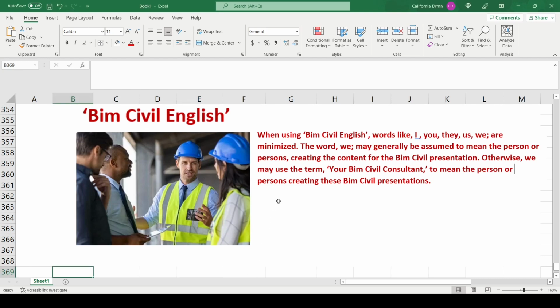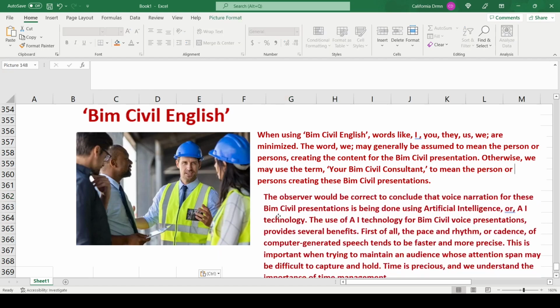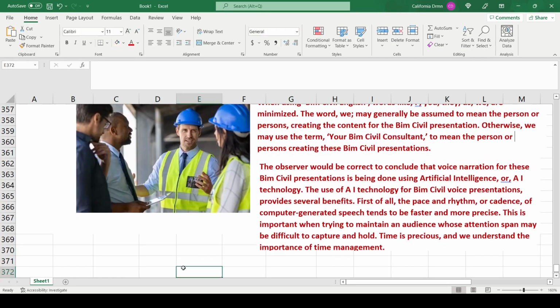The word we may generally be assumed to mean the person or persons creating the content for the BIM Civil presentation. Otherwise, we may use the term your BIM Civil consultant to mean the person or persons creating these BIM Civil presentations. The observer would be correct to conclude that voice narration for these BIM Civil presentations is being done using artificial intelligence, or AI technology.